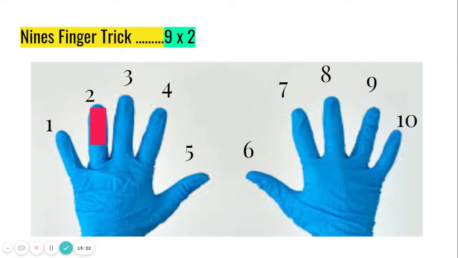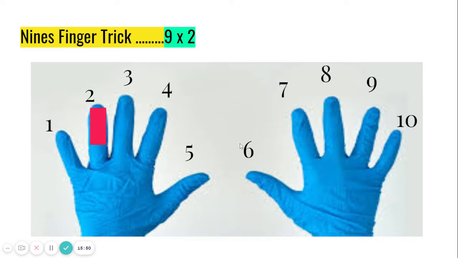Now, the finger trick. All right, check this out. I want everyone to put your hands on your desk just like this. I want you to raise up your pinky finger. This is going to be finger 1. The next one is 2, then 3, then 4, then your thumb is 5, then your other thumb is 6, then 7, then 8, then ring finger 9, and pinky is 10.